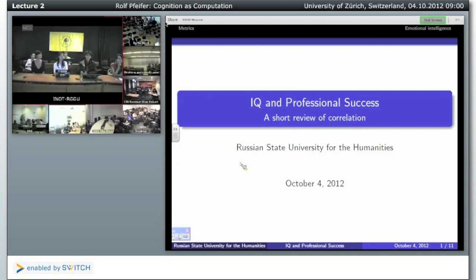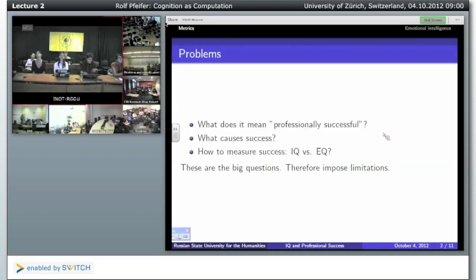Hello everybody, and I will make a short review of the correlation between IQ and professional success. What's the problem is, what does it mean to be professionally successful? What causes success, and how to measure success? Which measure should we use, IQ, or EQ, emotional intelligence? These are the big questions, and therefore impose limitations.